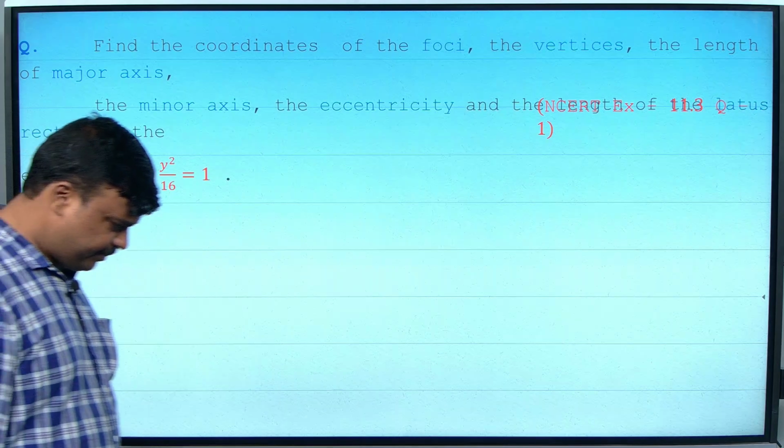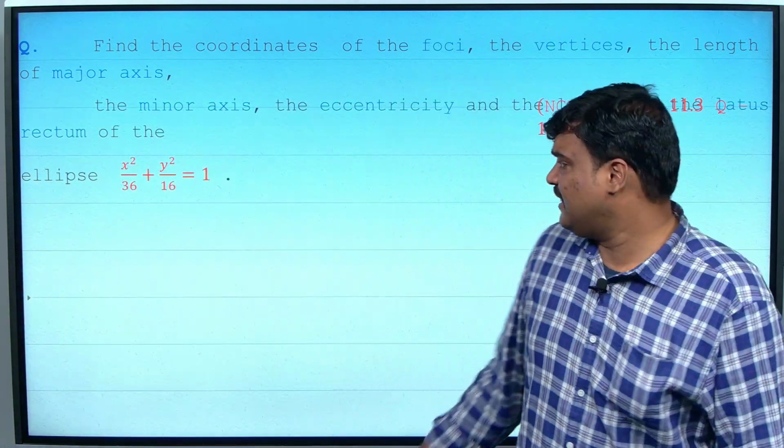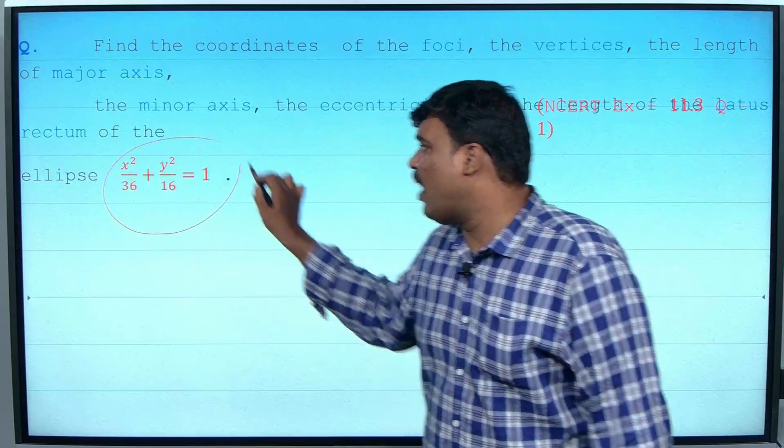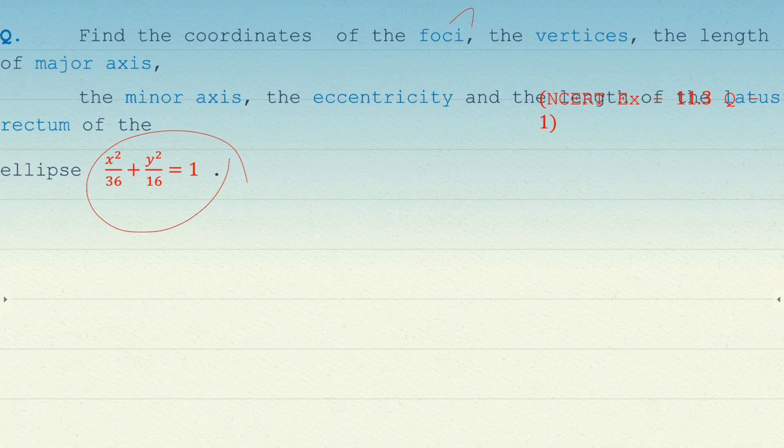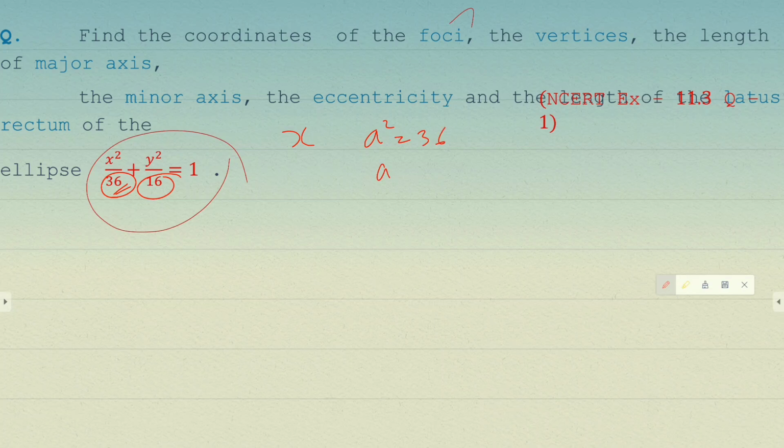Yes, the equation is given. What I want is the foci. So what is the first thing when the equation is given, guys? First thing you have to note is what the major axis is. What is the major axis here? Which is bigger, x or y? So the major axis is going to be x. Since the major axis is x, this is going to be my a value. What is a square equal to? 36. What is a?